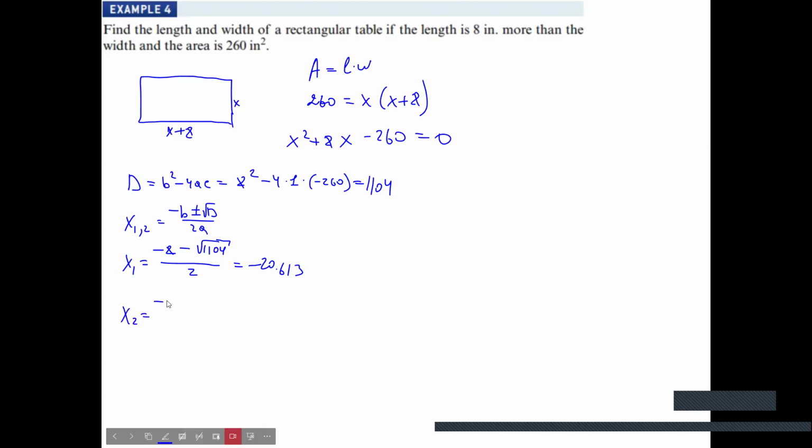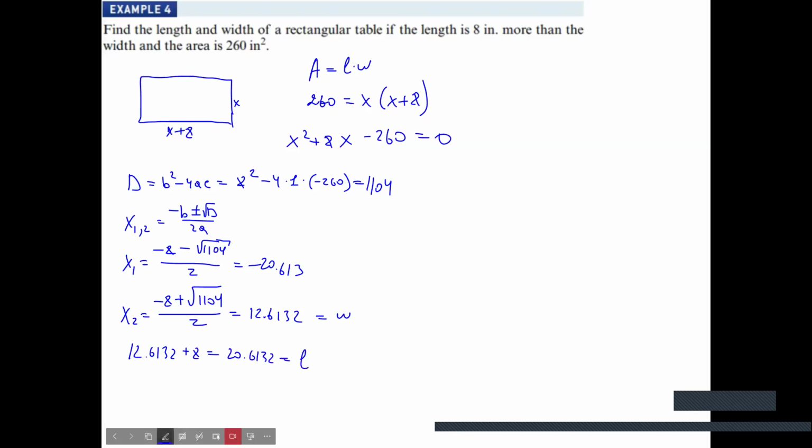So x2 is minus 8 plus square root of 1104 divided by 2, which is 12.6132. I prefer for most of the parts 4 digits. So then that is the width, and 12.6132 plus 8 equals 20.6132. It is the length.